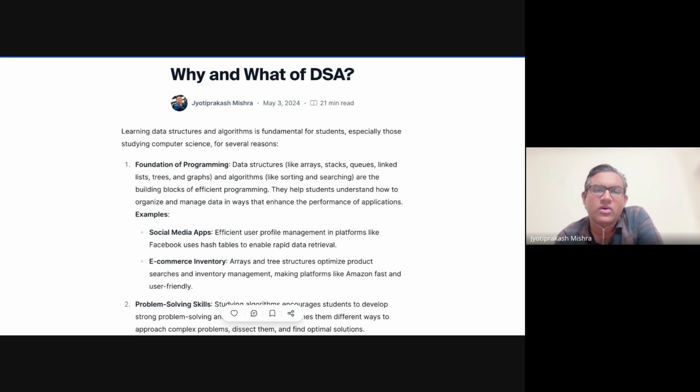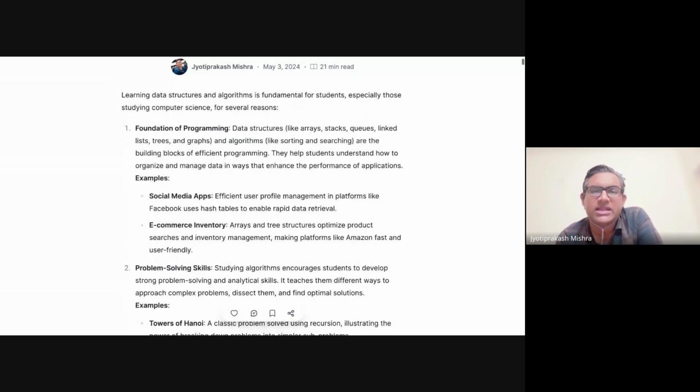So why behind the DSA? It's like you get the foundation of programming. What do you mean by foundation? When you build a house, you make the foundation strong. If the foundation is not strong, the house is probably prone to collapse from even a small earthquake, right? And you don't want to be in that situation, especially given the scenario these days when people are getting kicked out of jobs left and right. You need to have a very strong foundation.